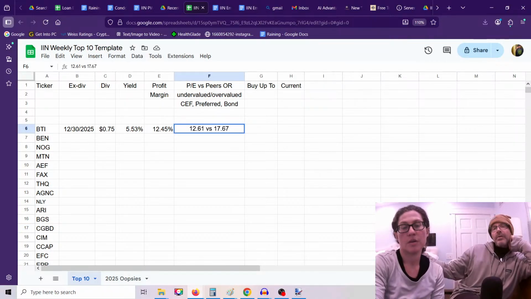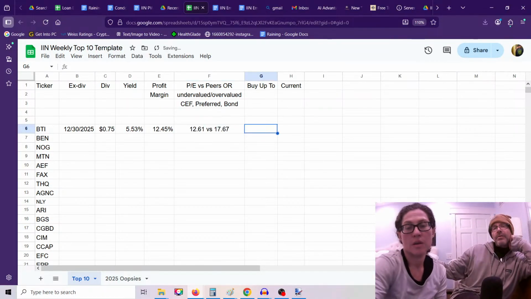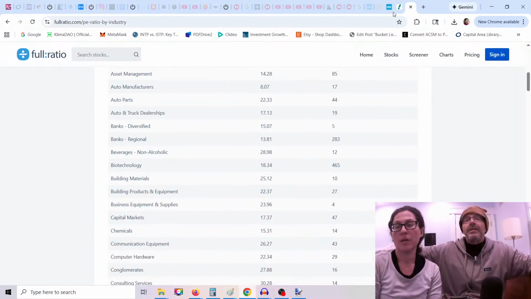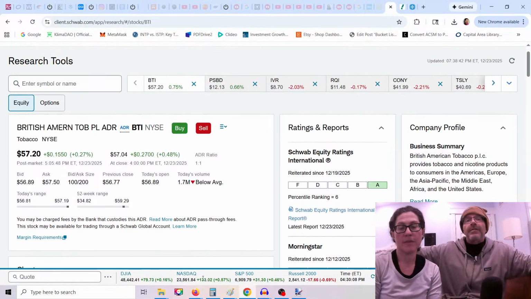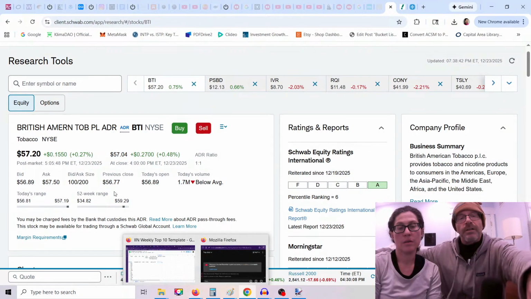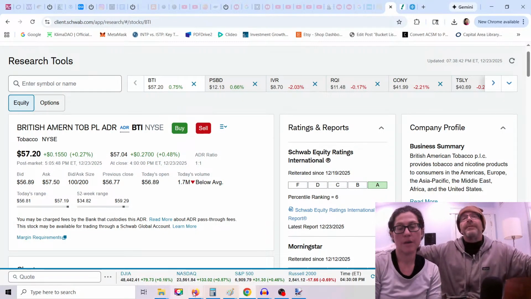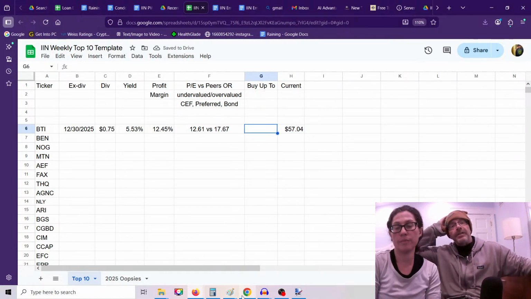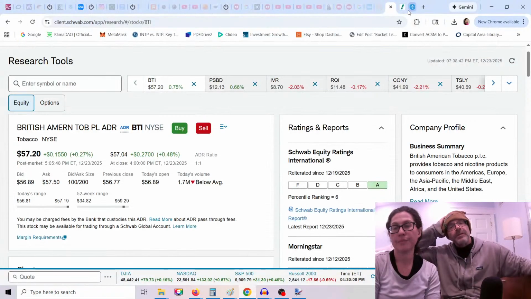17.67. Okay, and you want to go over the current price in Schwab. What was it? 56, 57? All I know is that it said 57.20. 57.04. You want to add close price 57.04. Okay, 57.04. Then we have to go into Yahoo and see if BTI has a higher target, because if it doesn't, that one's going to hit next. If it's too expensive.